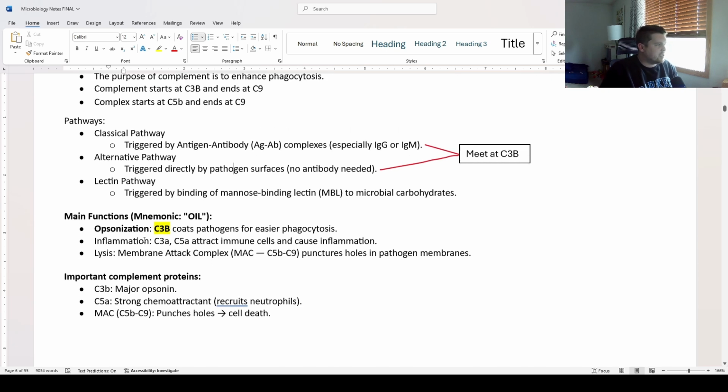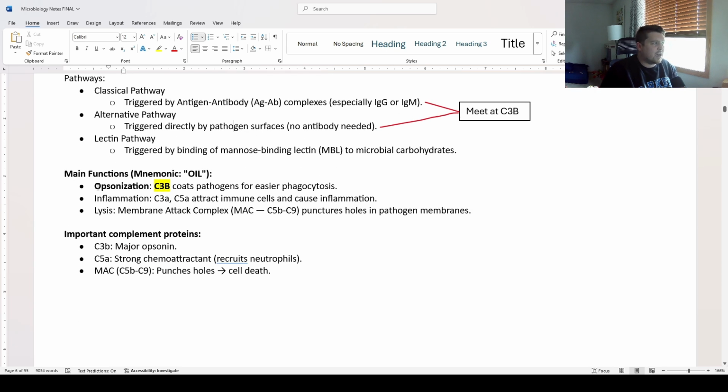The main functions of our complement, again, opsonization. They produce the inflammation, and also lysis. They want to break up pathogens and destroy them.